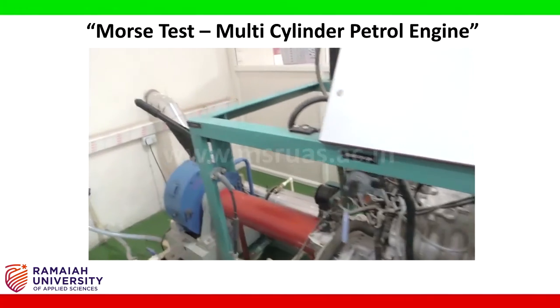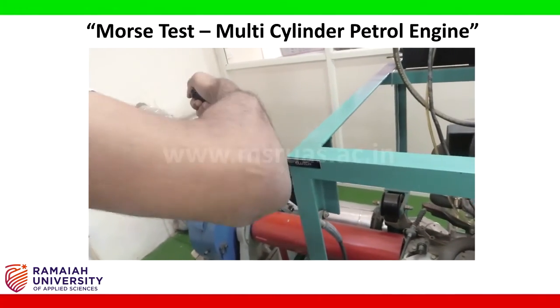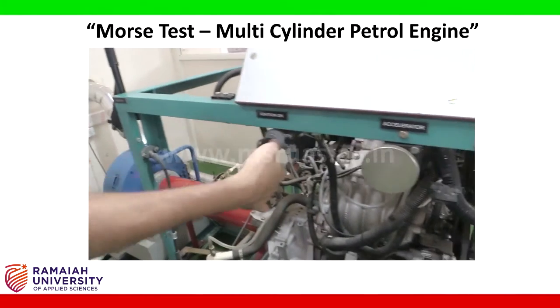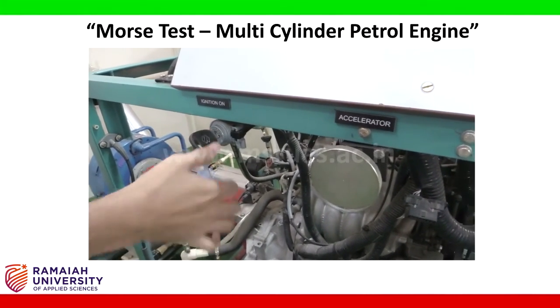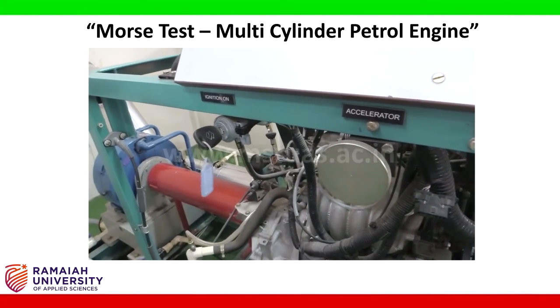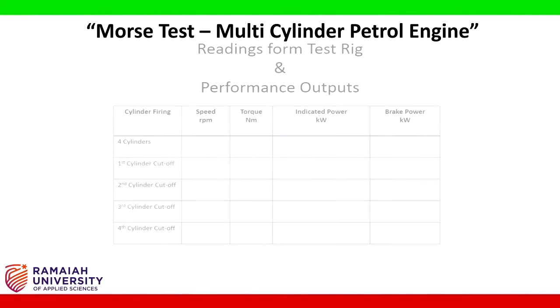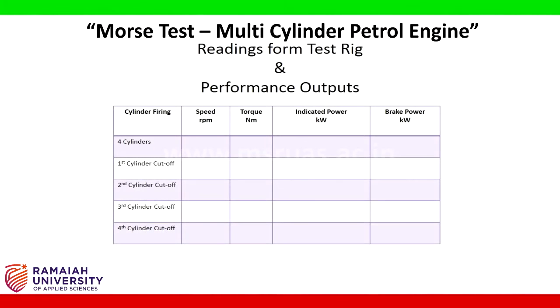Then disengage the dynamometer from the engine. Then switch off the ignition key. This shuts off the engine. Readings from the test rig and performance outputs are as shown. This completes the experiment. Thank you.